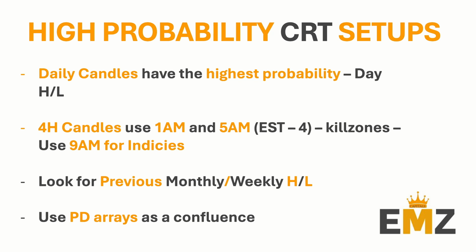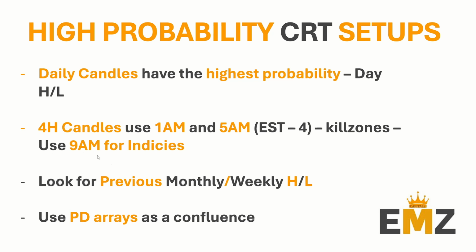Now, what are the highest probability candle range theory setups? Start off with time frame. Daily candles have the highest probability due to the most significant area of liquidity, which is the previous day high and low. Whatever time frame you use will have a bearing on what candle and what time you're going to be trading. If you are going to be using 4-hour candles, I recommend you trade the 1 a.m. candle and the 5 a.m. candle, which are London kill zones. And if you do trade indices, then 9 a.m. would also be a great time for you to trade.